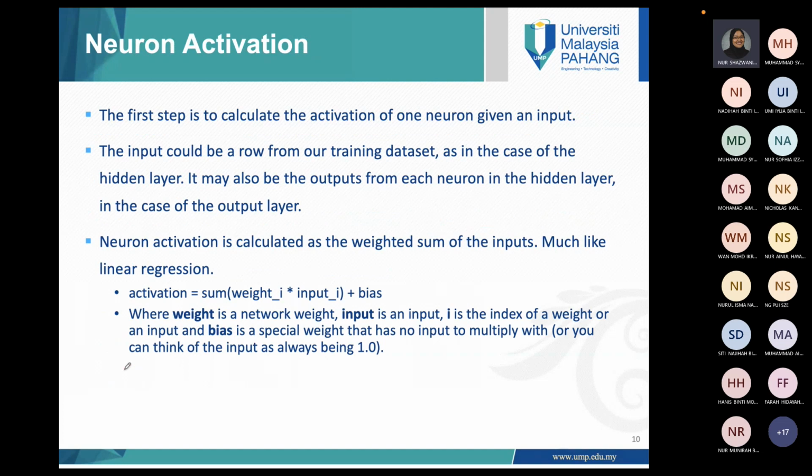And what is the neuron activation? Neuron activation is the first step to calculate the activation of one neuron given an input. We have inputs, we have weights, and now we have to calculate the neuron activation.